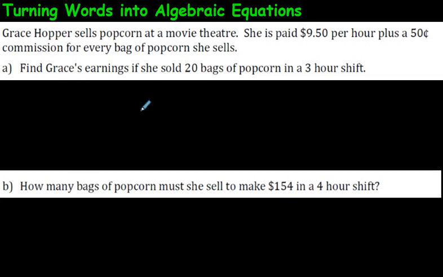Grace Hopper sells popcorn at a movie theater. She's paid $9.50 per hour plus 50 cents commission for every bag of popcorn she sells. Find Grace's earnings if she sells 20 bags of popcorn in a 3-hour shift.